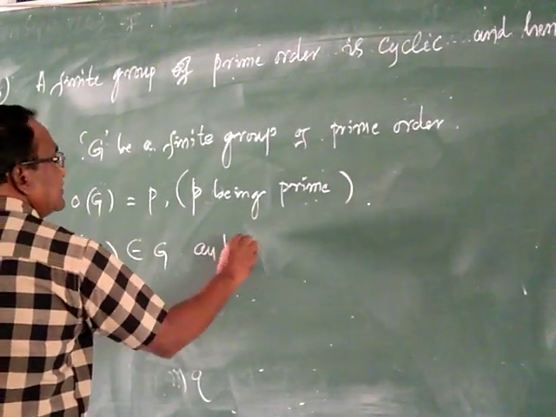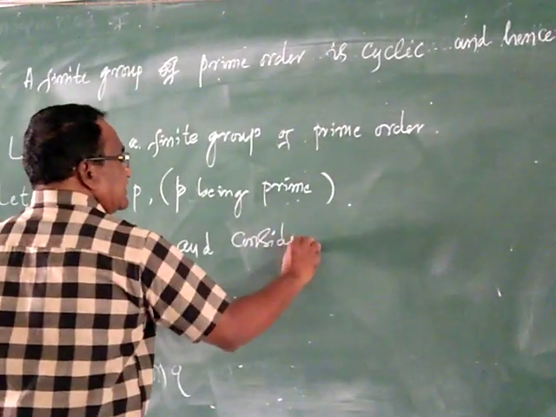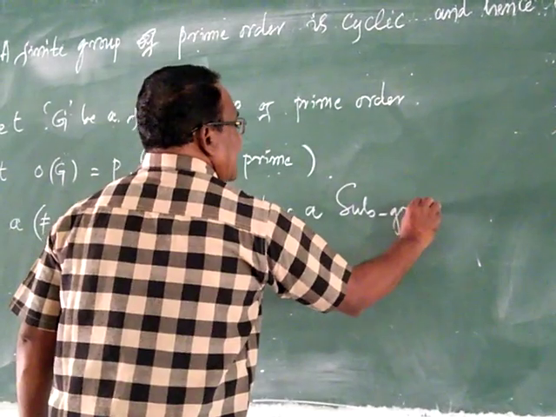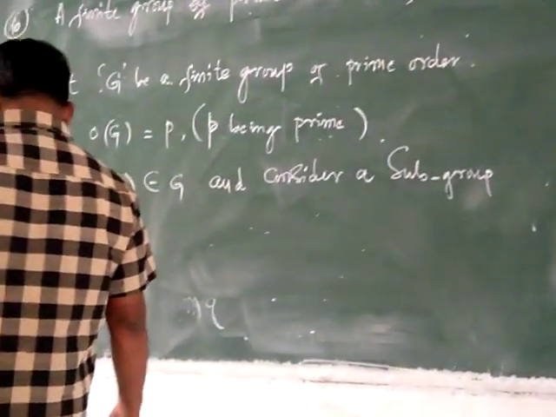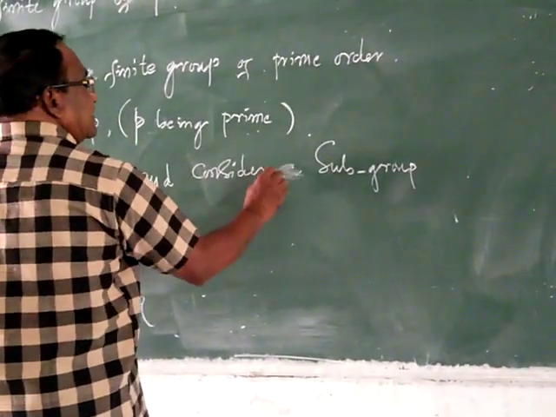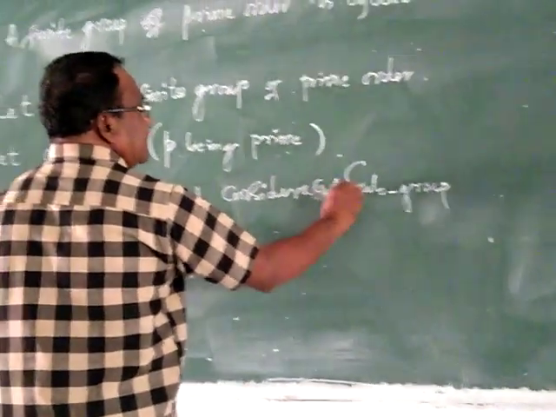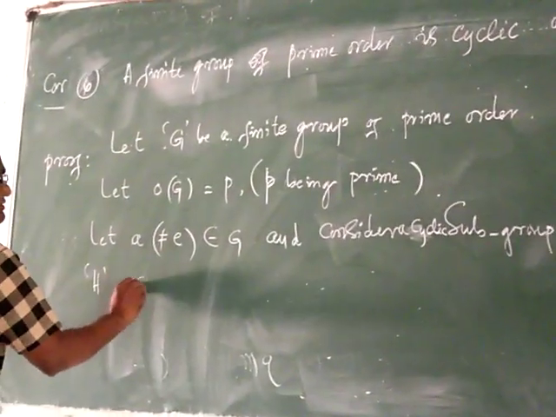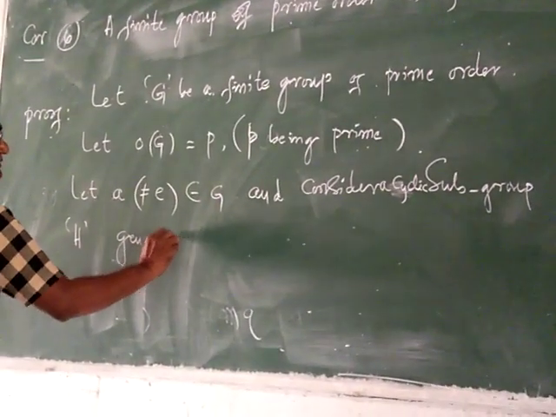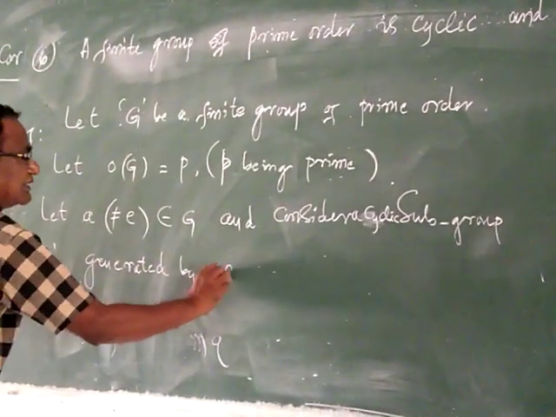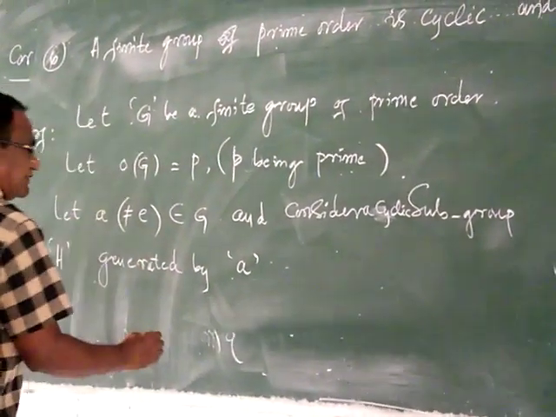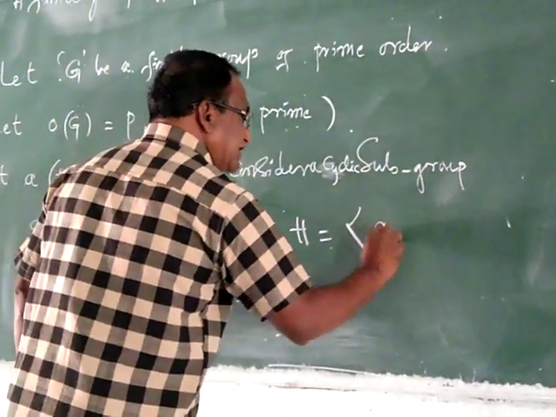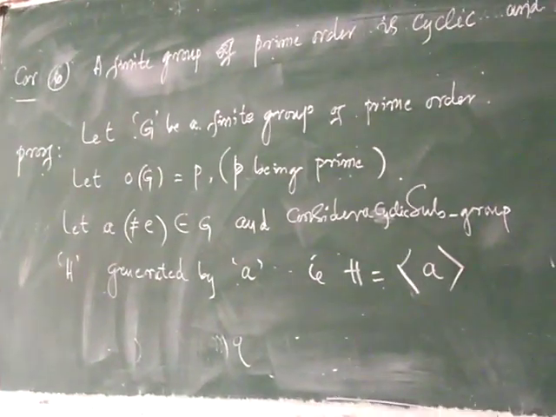Consider a cyclic subgroup H generated by a. That is, H is a cyclic group generated by a, which is written in this fashion.